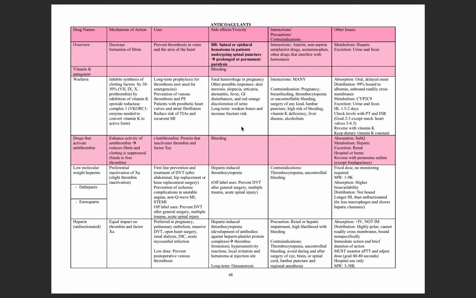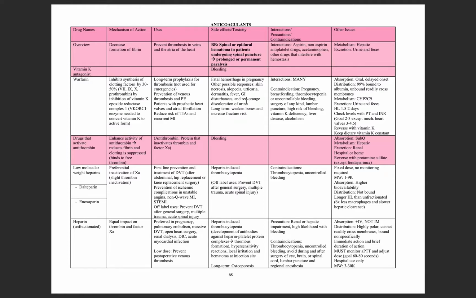Starting with our first category, it's going to be the vitamin K antagonists. And I want you to repeat once again in your head: 7, 9, 10, prothrombin. These are the specific factors that have to do with vitamin K, and they're inhibited by inhibiting the vitamin K conversion into its active form. Once again, ignore the uses. They're all going to be virtually the same. But the side effects are increased bleeding and fatal hemorrhages, as well as weakened bones in the long term.